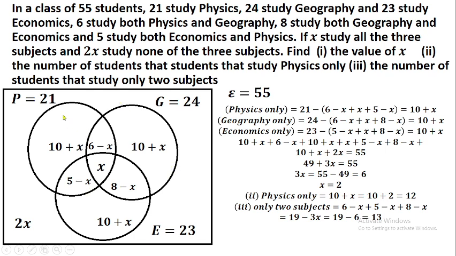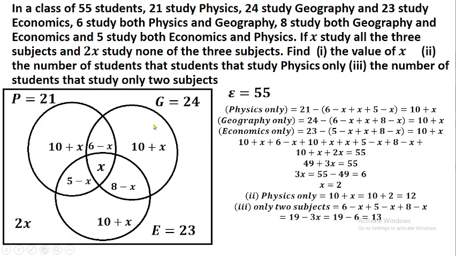So it's very simple. In the circle of physics, in the set physics, you already fill this place, this place, and this place. So that will be 21 minus this plus this plus this. So to get physics only, you have 21 minus open bracket 6 minus x plus x plus 5 minus x. Simplify that, because 6 plus 5 gives us 11. Then minus x plus x gives us 0. Then that means you have 11 minus x inside the bracket here. Open the bracket with the minus, you'll be having 21 minus 11 plus x. So that will give us 10 plus x.